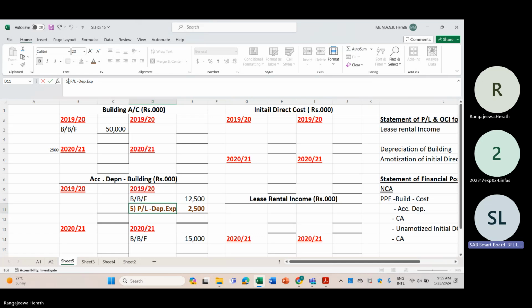මුලින්ම ගත්තොත් දැන් අපිට පළවෙනි එක වෙන්න පුළුවන් initial direct cost එක යනවානේ agreement එක වෙලාවට. Initial direct cost එක debit, cash credit. එතකොට rental income එක හම්බ වෙනවා පළවෙනි අවුරුද්දේ. When we are receiving the lease rental income, cash debit, rental income credit.